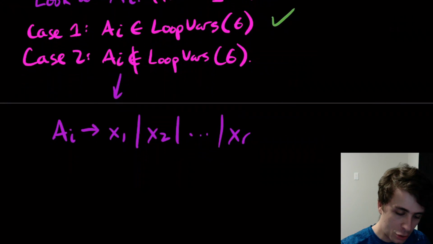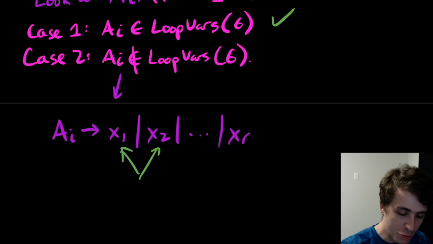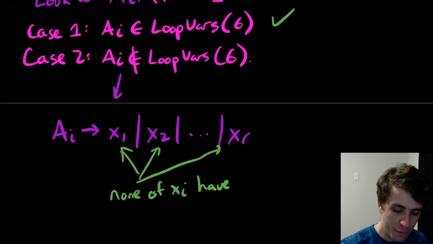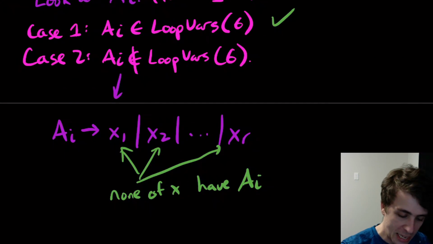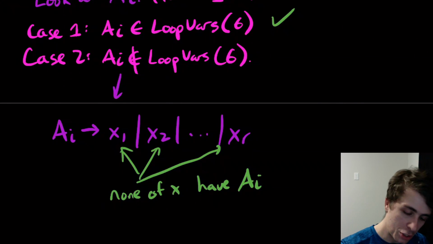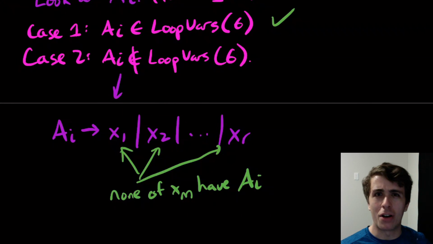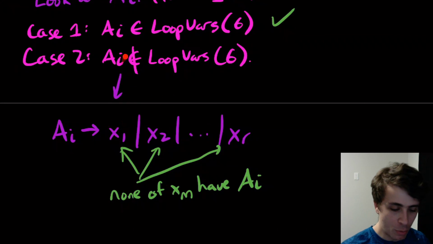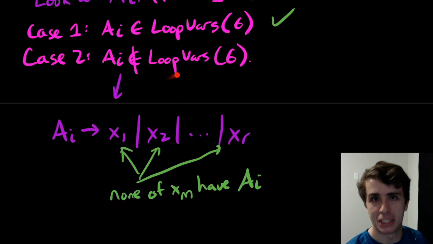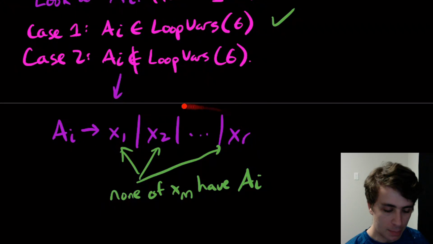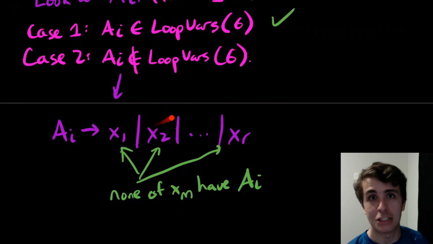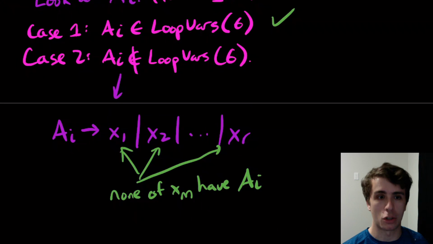And what we can determine here is that none of the xi right here have AI. I should actually change this to xj. Actually, I'm going to change it to xm. One of the hard things about giving proofs is that you run out of variable names quickly. But this is just a restatement of what this says. AI is not in the loop variable set, so we're going to look at its right-hand side. It may have some variables, but it definitely does not have AI on the right-hand side, and therefore it's not a looping variable.